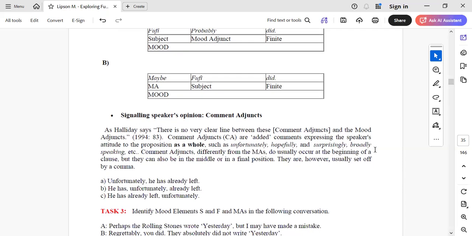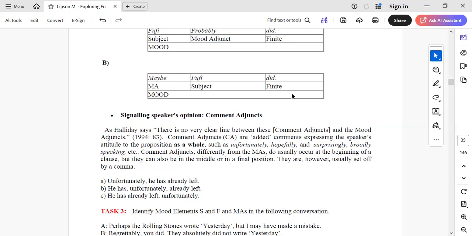Signaling the speaker's opinion, comment adjuncts. Also, they show certainty and probability, right? As Halliday says, there is no very clear line between these comment adjuncts and the mood adjuncts. That means they overlap, right? Comment adjuncts are added comments expressing the speaker's attitude to the proposition as a whole, such as unfortunately, hopefully, surprisingly, broadly speaking. Comment adjuncts, different from mood adjuncts, usually occur at the beginning of a clause, but they can also be in the middle or in a final position. They are, however, usually set off by commas.